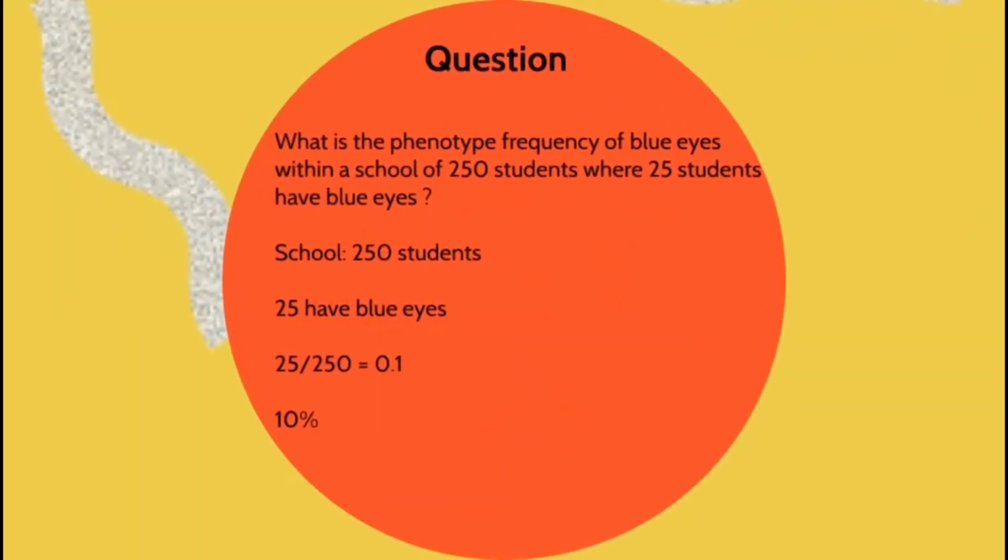If we think about a school that has 250 students in it, and we're going to look at the phenotype frequency of blue eyes, what we need to do is count the number of people displaying blue eyes. If that is 25 students, then 25 out of the 250 total students have blue eyes. To calculate the phenotype frequency, we would do 25 divided by 250, and then multiply that by 100, and that would give us the answer, which is 10%. So the phenotype frequency of blue eyes within that population is 10%.